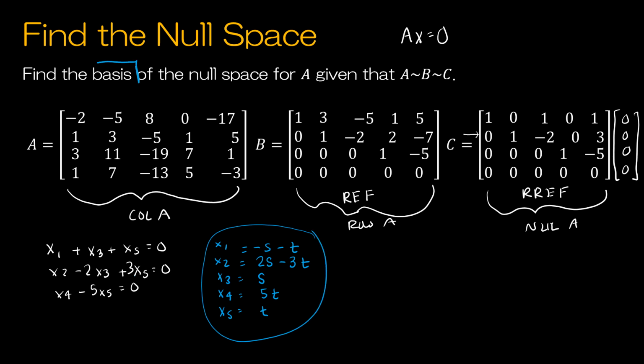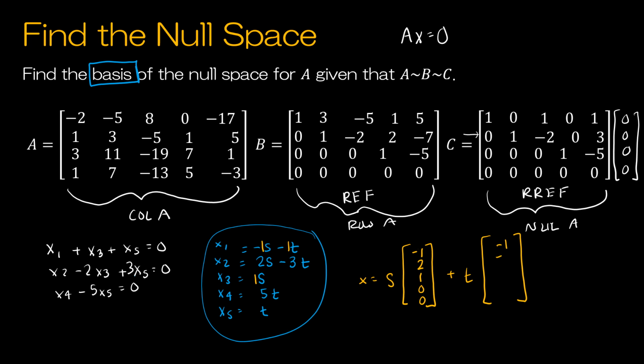And I want to find the basis. So let's keep going. The next step would be to write this as S times some vector plus T times some vector. So for S, I've got -1, +2, +1, 0, 0. And for T, I have -1, -3, 0, 5, oops, I forgot my 0, 0, 5, 1.